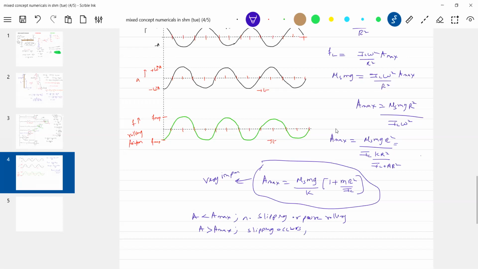Will it be SHM? Here it will be SHM. Motion is SHM. What about here? Slipping occurs. The motion will in fact be damped oscillation.